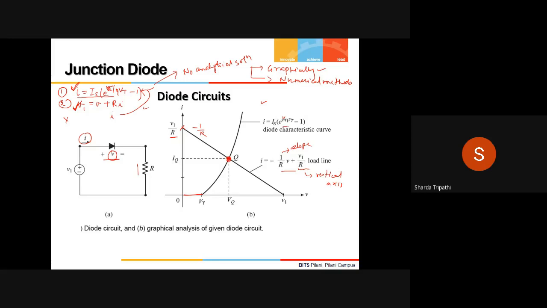So it is assumed that this point is actually the point which satisfies this equation also and which satisfies this equation also. Therefore, the voltage and current at this point is the solution of these two equations. This point is also known as the quiescent point or Q point. So this is one of the methods. Other method is the numerical method.